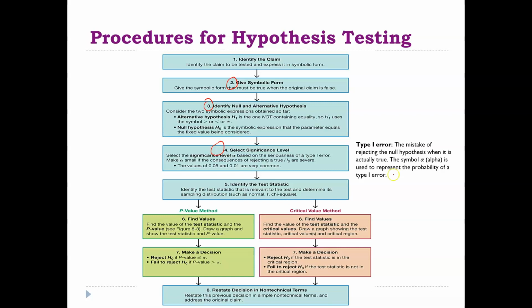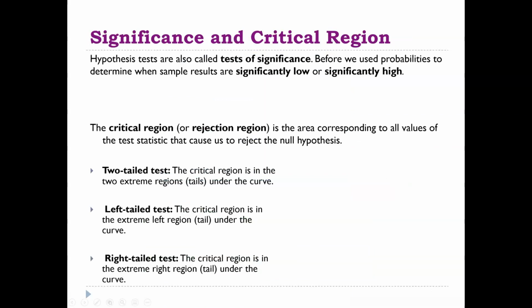The symbol alpha is used to represent the probability of a type 1 error. Make alpha small if the consequences of rejecting a true null hypothesis are severe. The values of 0.05 or 0.01 are very common. Hypothesis tests are also called tests of significance.